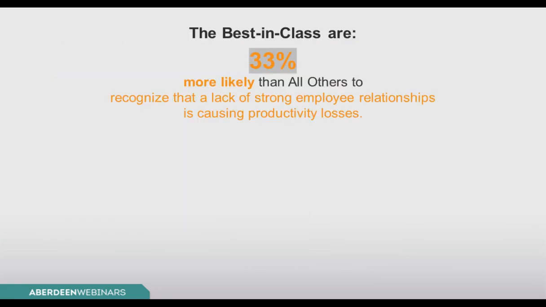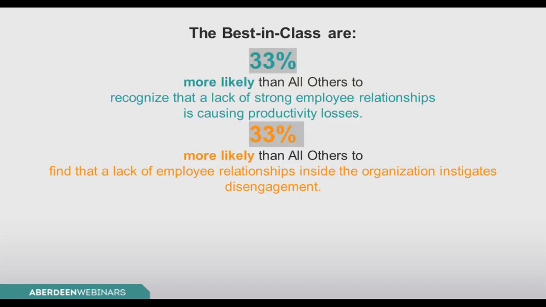Today, best-in-class companies are 33% more likely than all others to recognize that a lack of strong employee relationships is causing these productivity losses, that short tenure that fails to realize running in the black. While employees expect to have strong, well-intentioned and professional relationships with their colleagues, it turns out that these are mutually beneficial to the organization through the promotion of longer tenure and a greater incentive for an employee to continue pursuing career growth inside the organization rather than abroad.